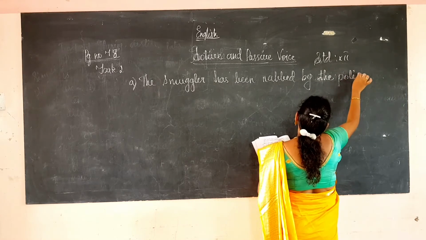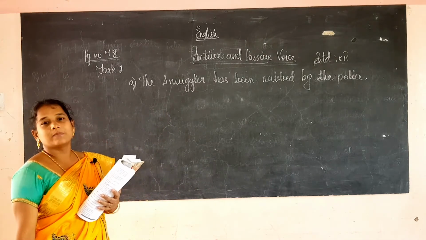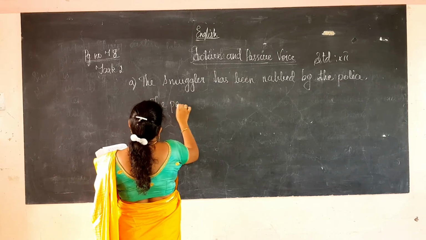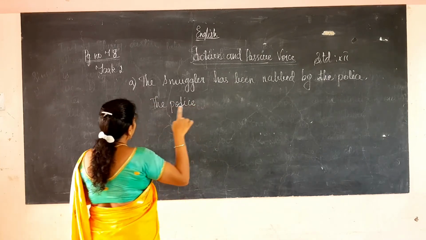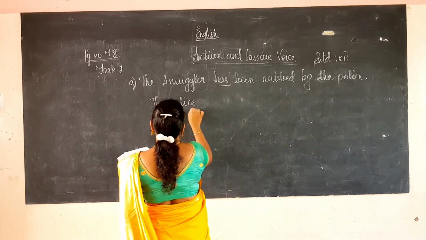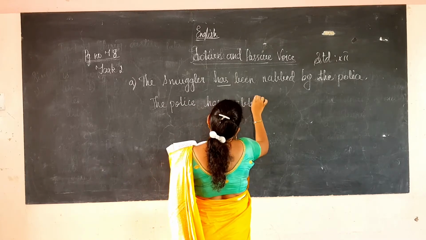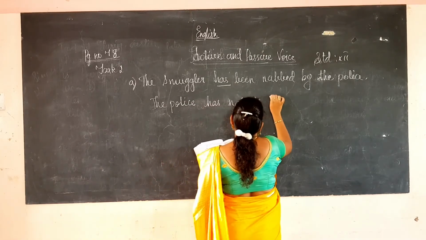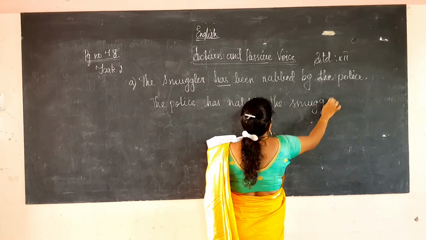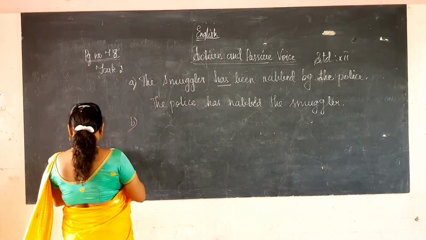So, what did we do there? We change the object into the subject, and the subject into the object. Definitely, which will be the subject? The police. The doer will be the police. The police has nabbed. So, it is has nabbed the smuggler. We have to remove the by, just reverse. There we have to add the by.